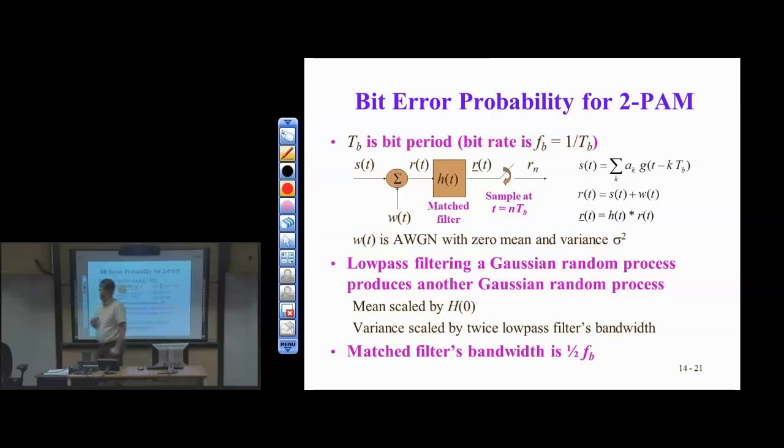Okay, I have a handout to give you on Friday that will have a little bit more details on a couple of these claims, but I'll go through a derivation of the claim in particular in the next slide. All right, so we're going to do bit error probability for 2 PAM. And since it's 1 bit per symbol, 2-level PAM, our bit period is the same as the symbol period. They're going to be synonymous. So T sub B is our bit period. The bit rate is 1 over the bit period since there's only 1 bit per symbol, and therefore the bit rate is the inverse of the bit period.